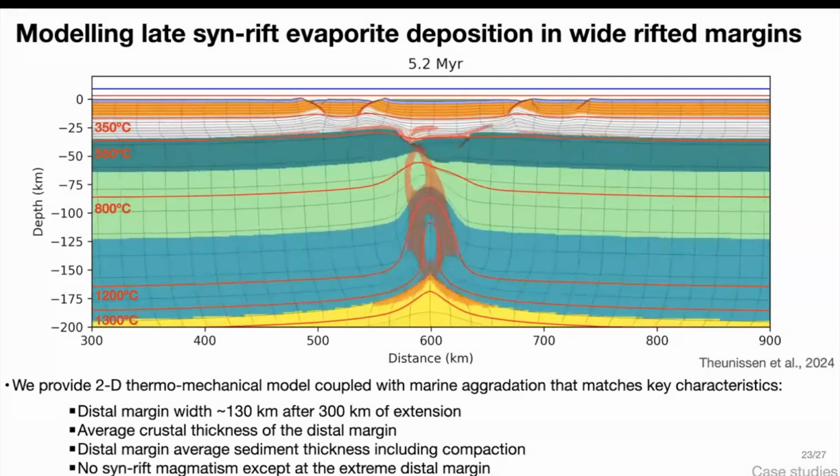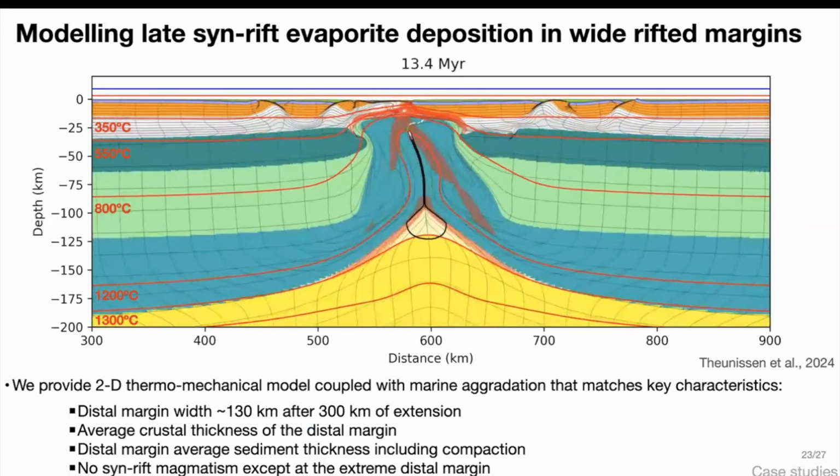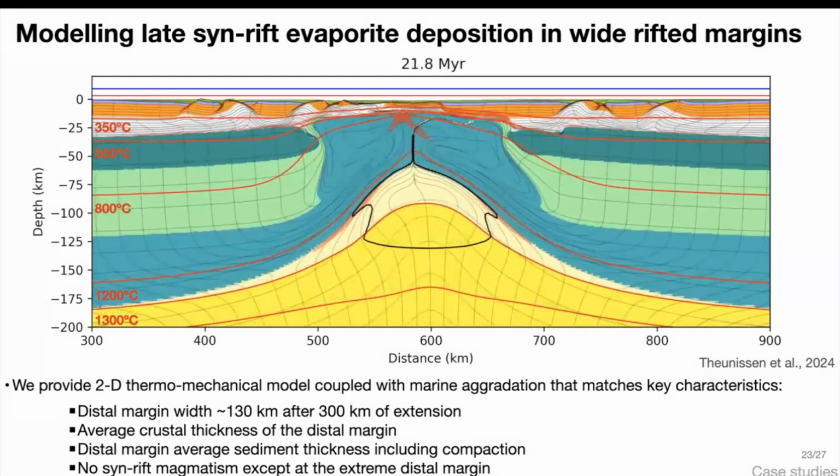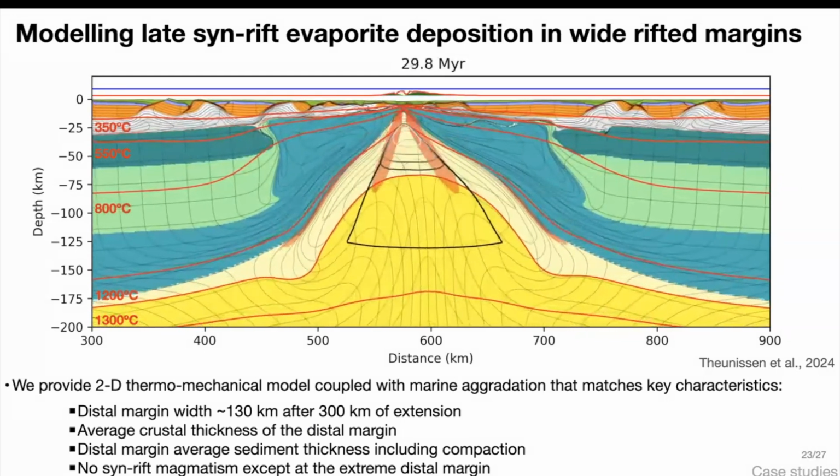So then we have run this model, and we now provide a model which is coupled, in that case, with marine aggradation. That's the only surface process model that we have on top of this model. And we calibrated it to actually reproduce key characteristics: the distal margin width, the average crustal thickness, the distal margin average sediment thickness, including compaction of the sediment layer, and including the fact that we have no melting.